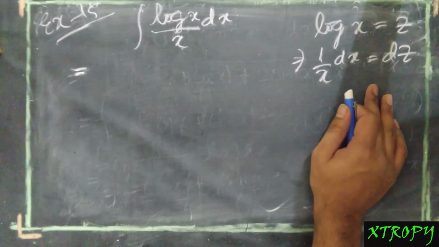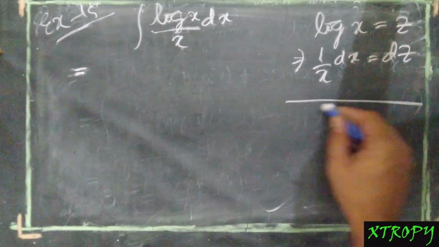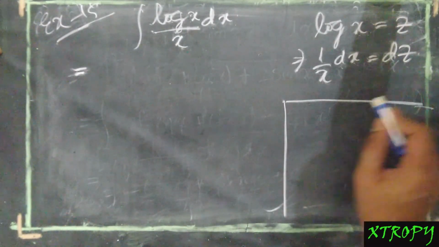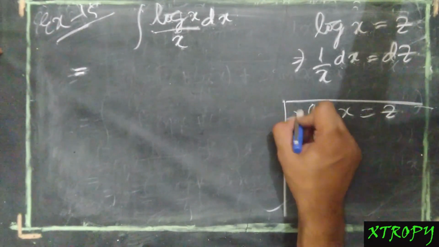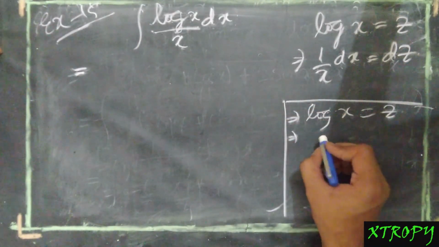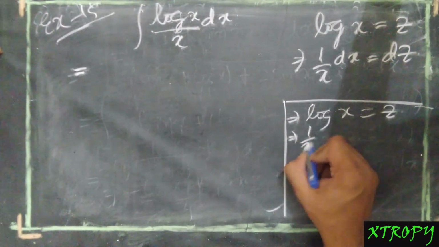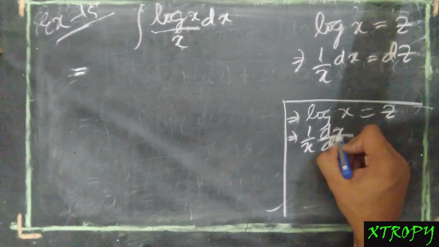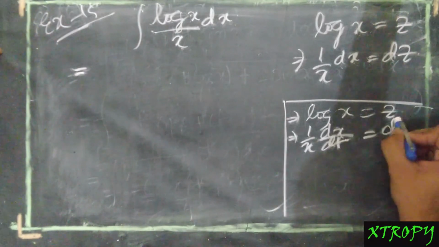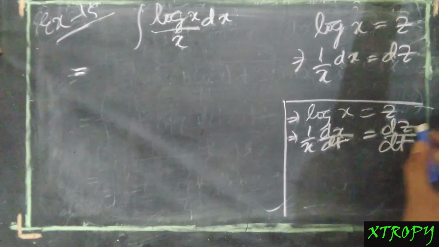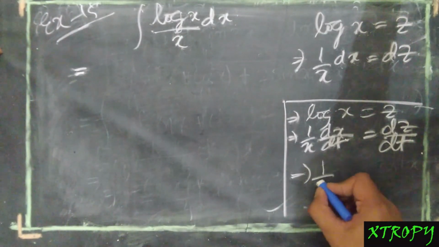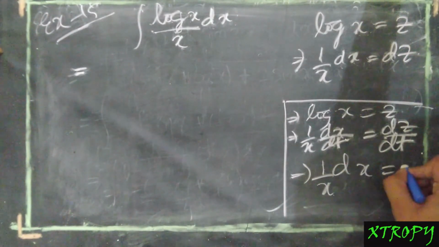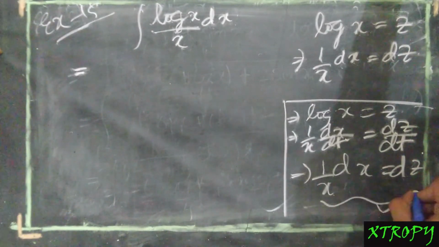If you are confused with this idea of differentiation, let me tell you another alternative way to understand. Suppose you have log x equals z. I tell you to differentiate both the sides with respect to t. So it becomes 1 by x dx by dt, and this side becomes dz by dt. Now you think that this dt is cancelled, therefore it converts to 1 by x dx equals dz. So now is it clear?